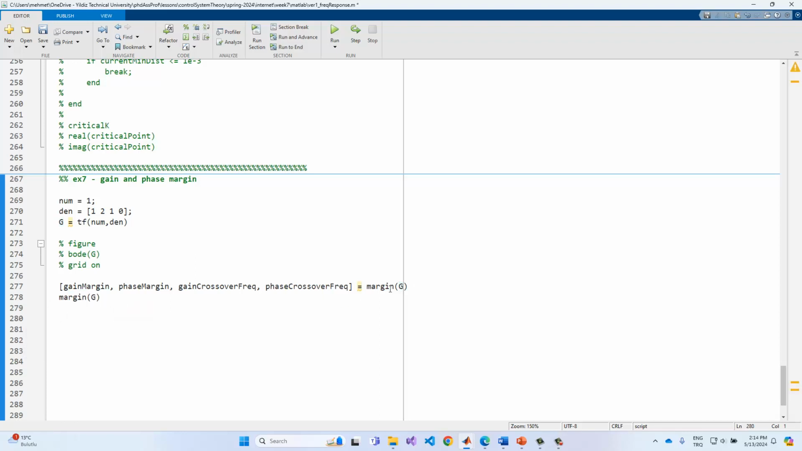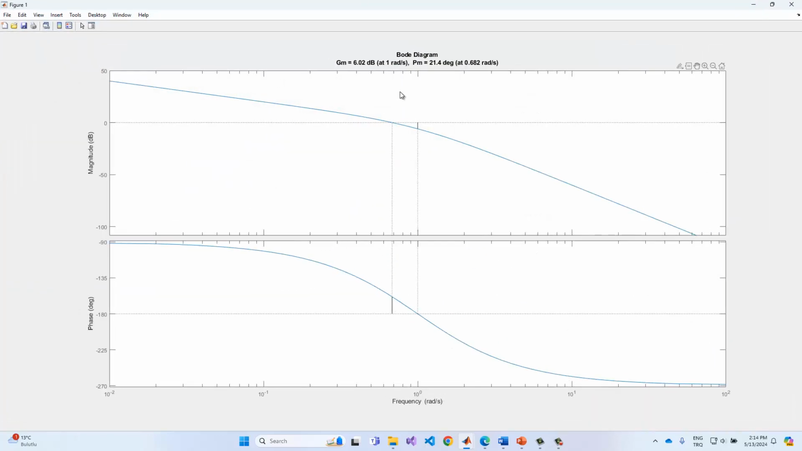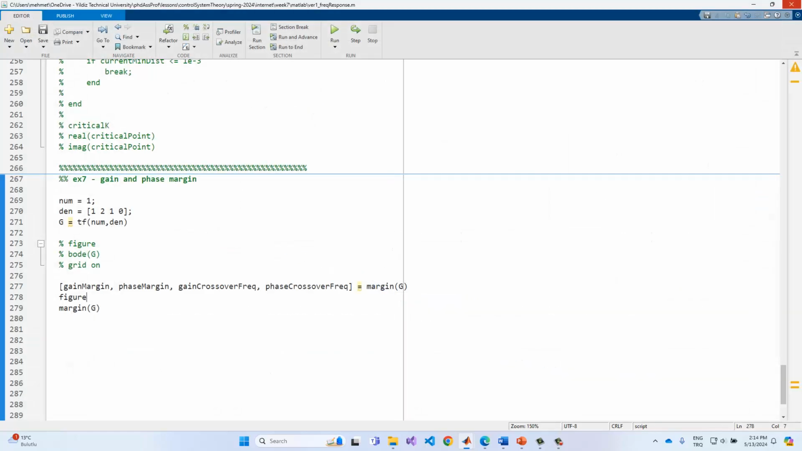If we use this with the figures, and I run this code, we will have GM 6 decibels and PM 21.4 degrees at the given frequencies, and all the crossover frequencies are given here, just like this one. We can see these points here, and this margin can also tell us about the stability region of the system.